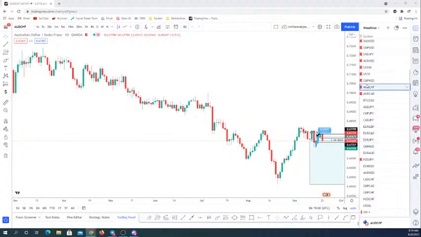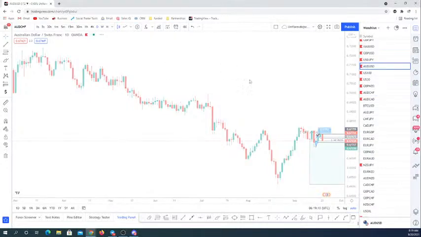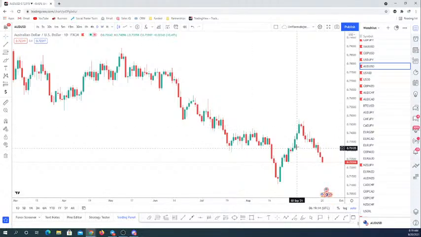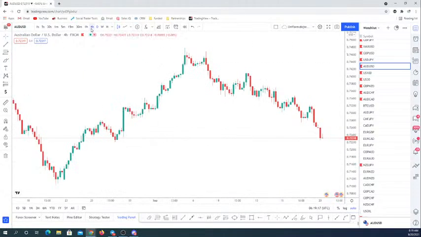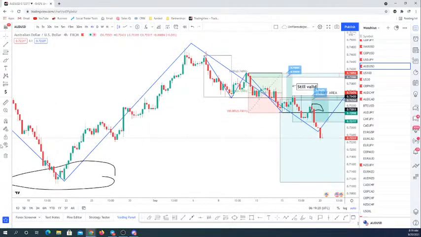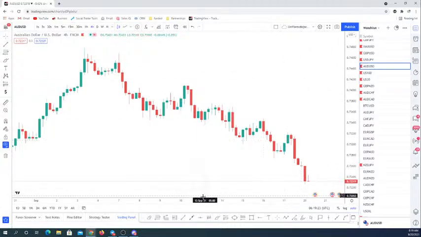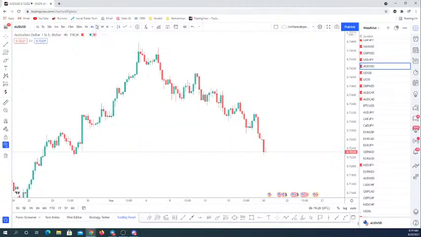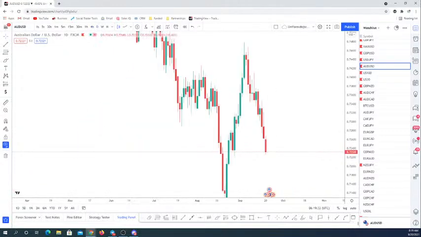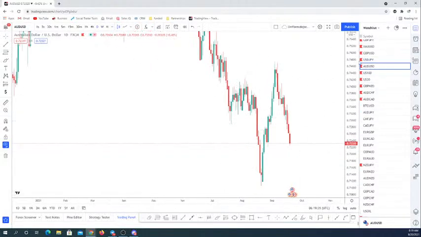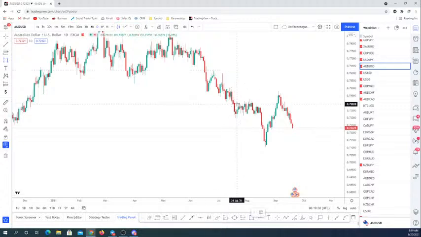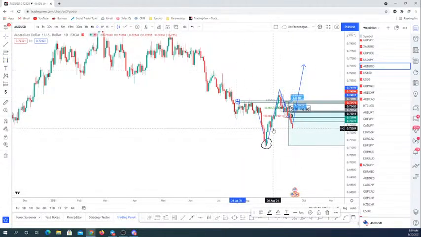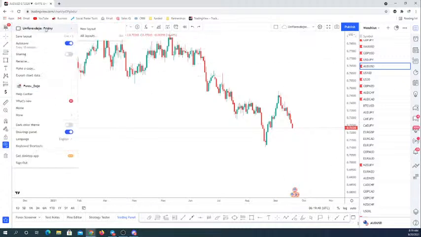AUD USD. I see it's marked, so it means we did find something over our bootcamp weekend, and we do have an idea of what we want to see, but let's see. Okay, so on the daily on the AUD USD, we do see a bit of a downtrend. We do have a zone here that we can work with, but we are targeting going up. Let me just open another.